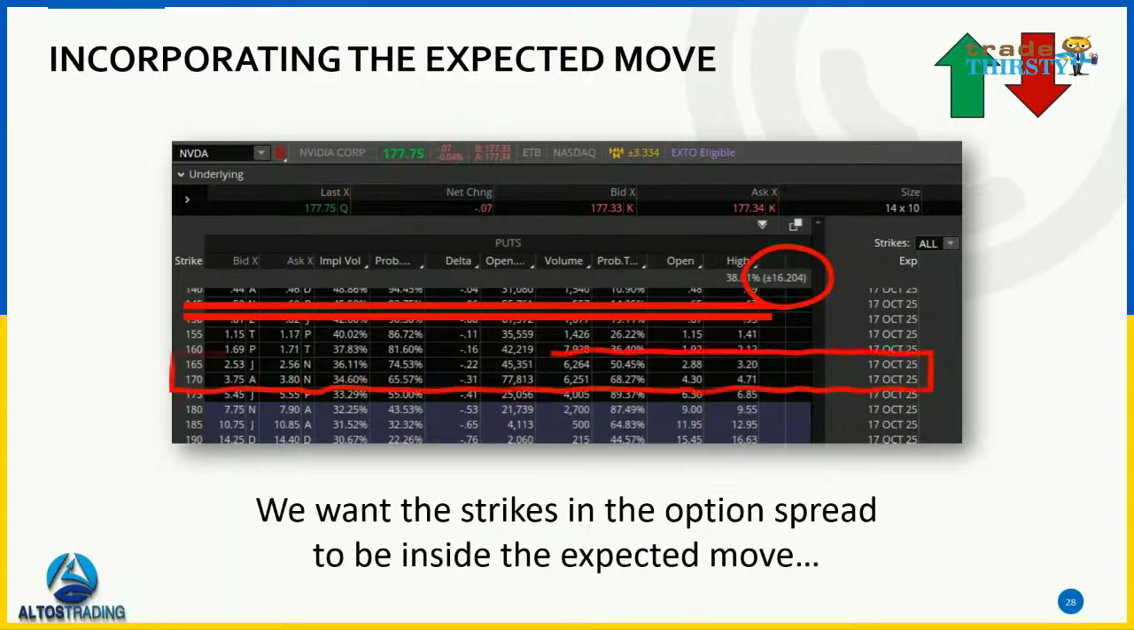But what about a 170, 165 put vertical? Well, if we subtract 16 from the underlying share price, we're well inside the expected move. And in fact, if you look at the probability of touch column just to the right of the volume column, we have almost a 70% chance of trading down to 170. So odds are in our favor right off the bat.